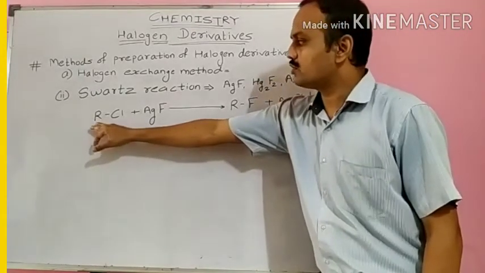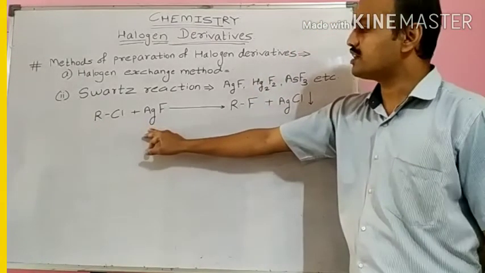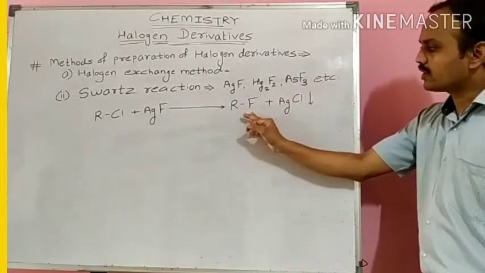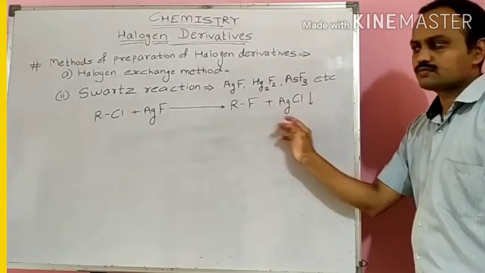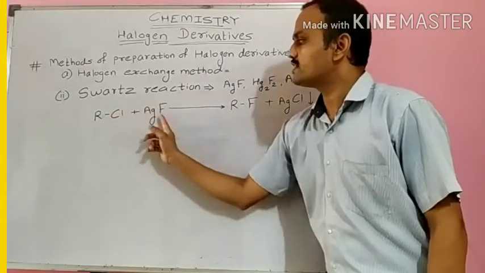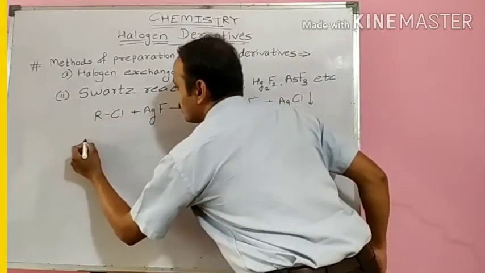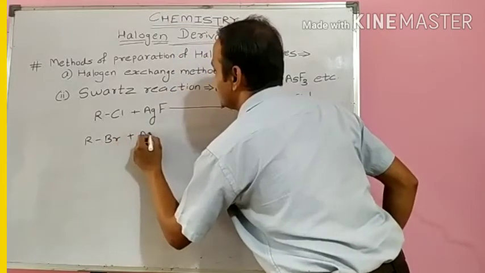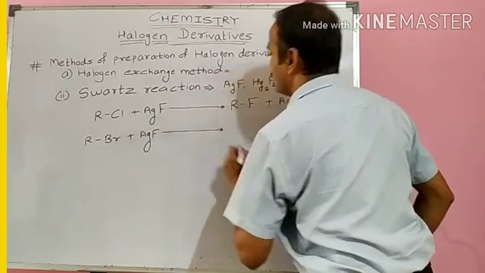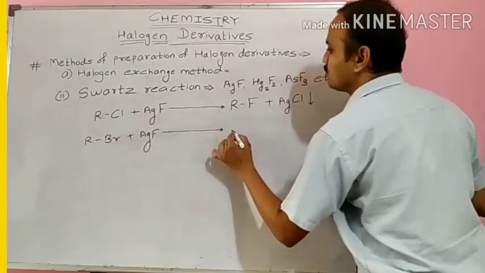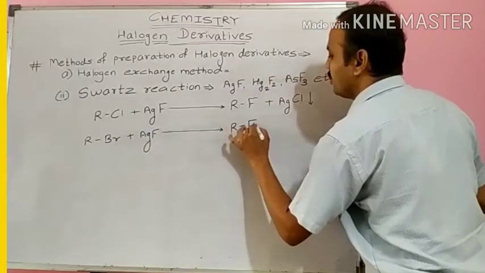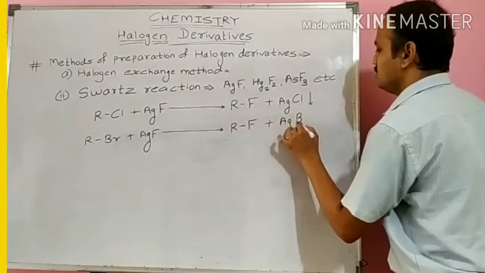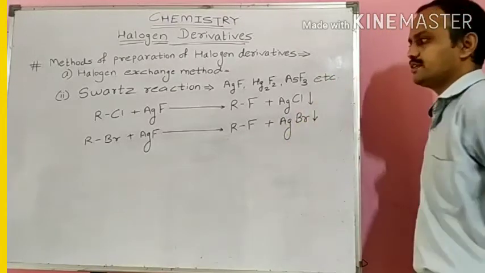In this reaction, I have taken alkyl chloride plus AgF, that is silver fluoride. We get the main product as alkyl fluoride plus silver chloride. Exchange of halogen has taken place. Another general reaction will be RBr, that is alkyl bromide, plus AgF. On halogen exchange, what will we get? We get RF, that is alkyl fluoride, plus AgBr in the form of precipitate.